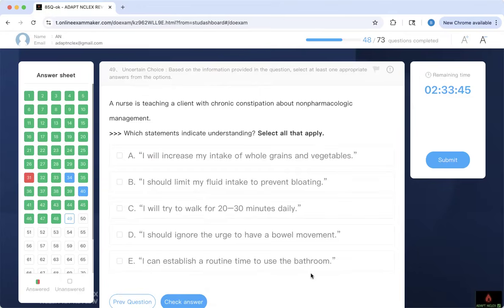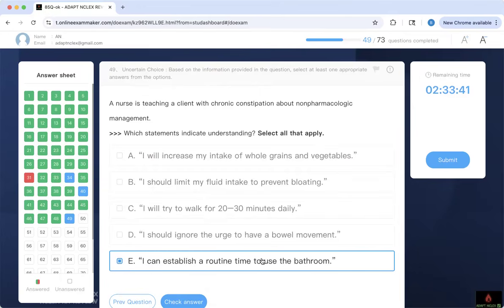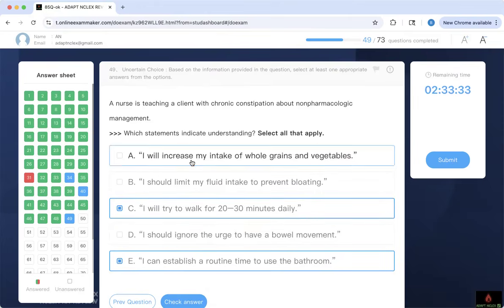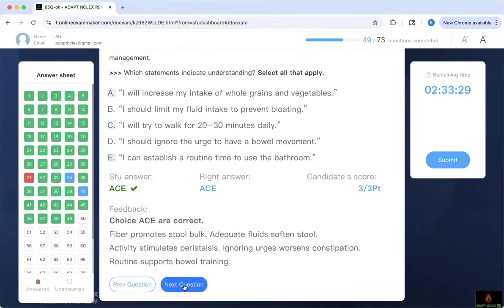Non-pharmacological. It's good to establish your routine so that when you're ready to go, you go. You should not defer defecation. So you should not ignore the urge. Walking is good and increasing your fiber. You should drink a lot of water. That will help with that.